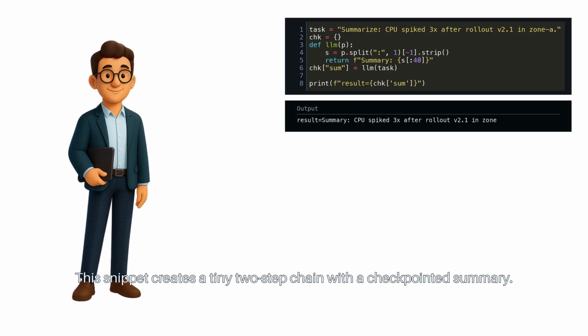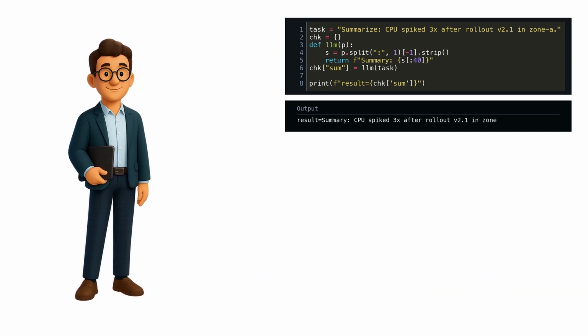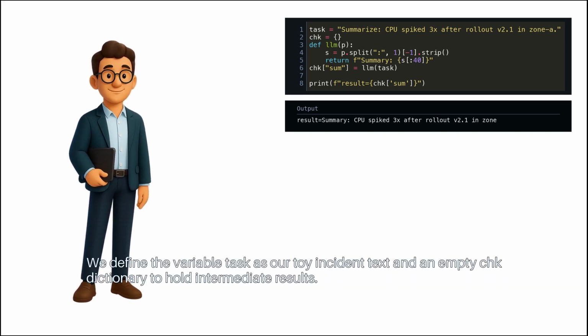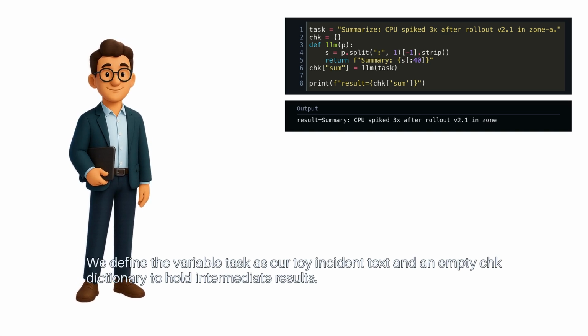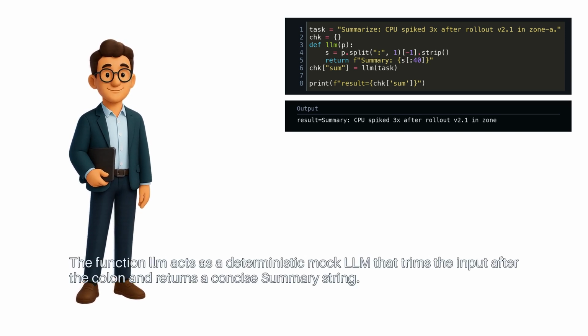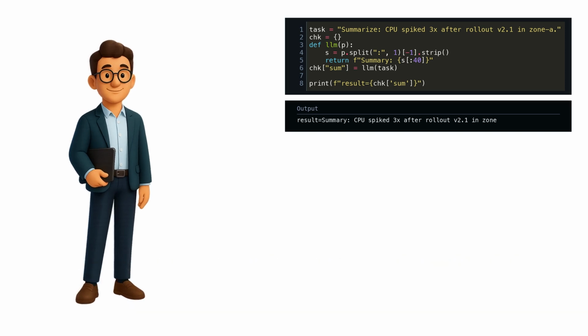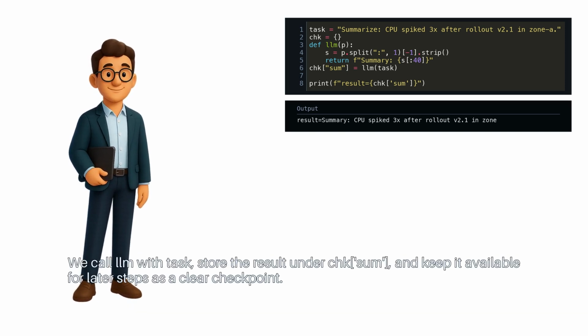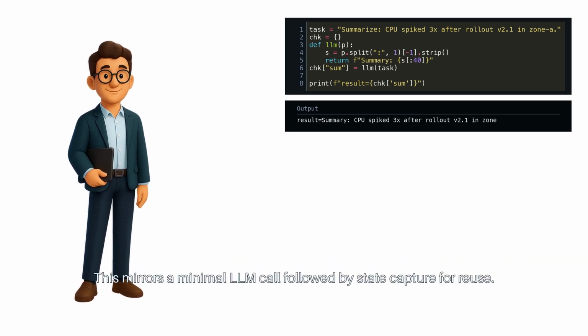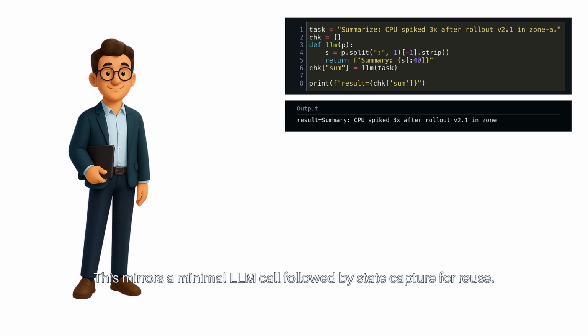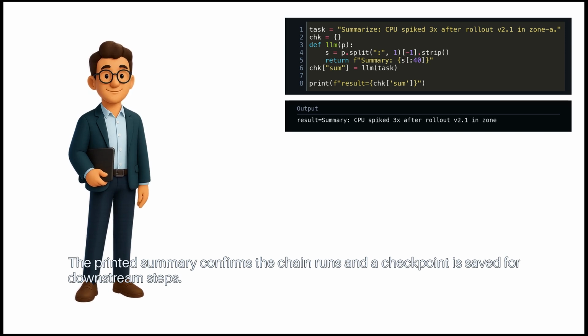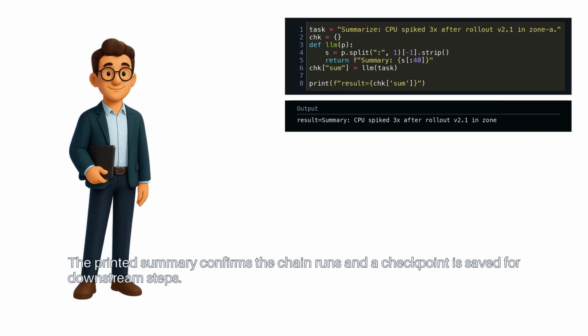This snippet creates a tiny two-step chain with a checkpointed summary. We define the variable task as our toy incident text and an empty check dictionary to hold intermediate results. The function LLM acts as a deterministic mock LLM that trims the input after the colon and returns a concise summary string. We call LLM with task, store the result under check R sum, and keep it available for later steps as a clear checkpoint. This mirrors a minimal LLM call followed by state capture for reuse. The printed summary confirms the chain runs, and a checkpoint is saved for downstream steps.